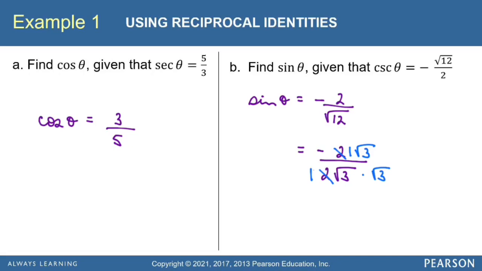And so now that gives us negative 1 square root of 3 for the top. So I'll just write negative square root of 3. And in the bottom we have 1 times this square root of 3 times this square root of 3. So that's 3. So the sine of theta is negative square root of 3 over 3.